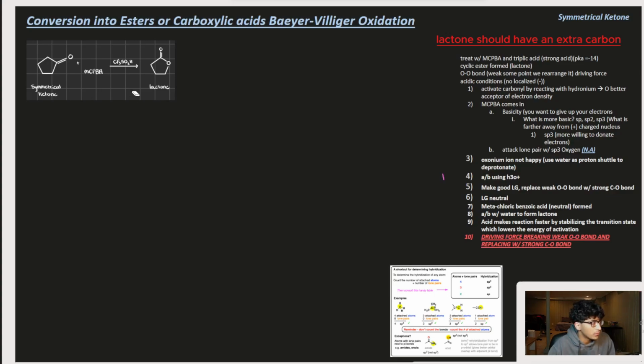Okay, we're gonna be doing the conversion into esters. Basically, we're gonna be making this lactone. It's like an epoxide, but for esters. This is how it's gonna start. We're gonna do a symmetrical ketone. So hopefully you can see that.